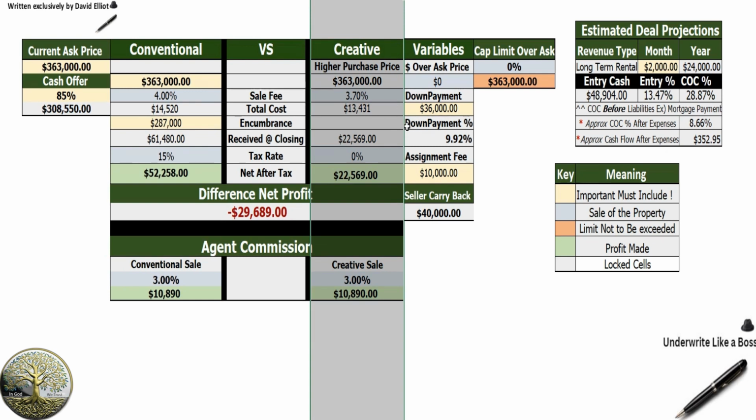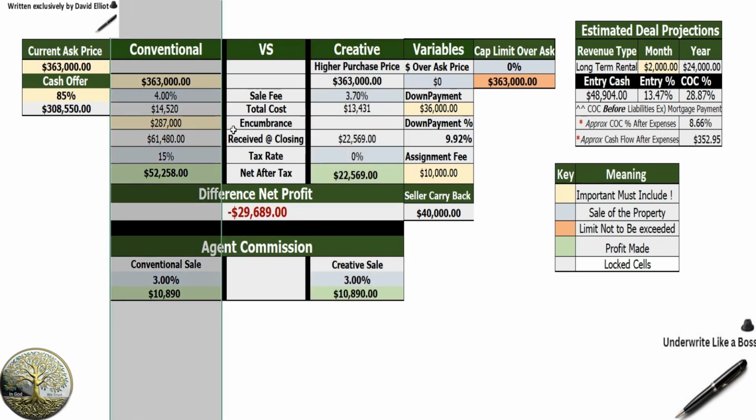Let's give them best case scenario on creative. And if our best case scenario on creative cannot compete with what they would receive conventionally, we know that we need to grade this property accordingly. And when I mean grade, I mean assign it a letter grade, A, B, C, or F. Those would be your letter grades. So best case scenario, we could probably give them 10% over ask price.